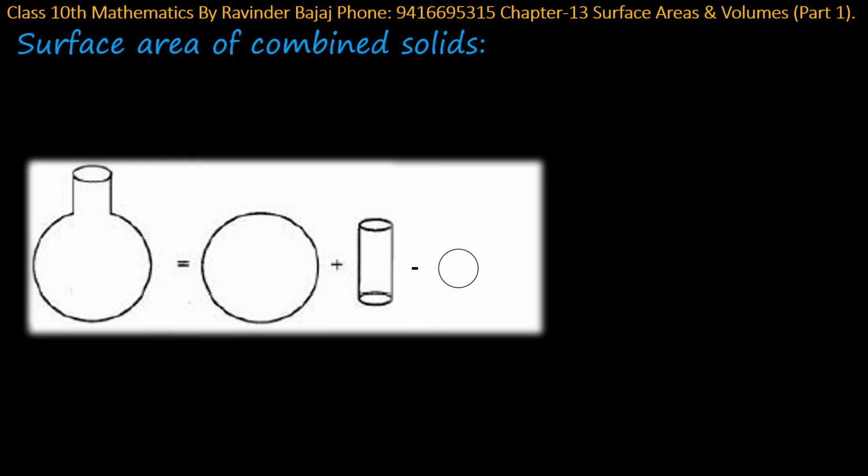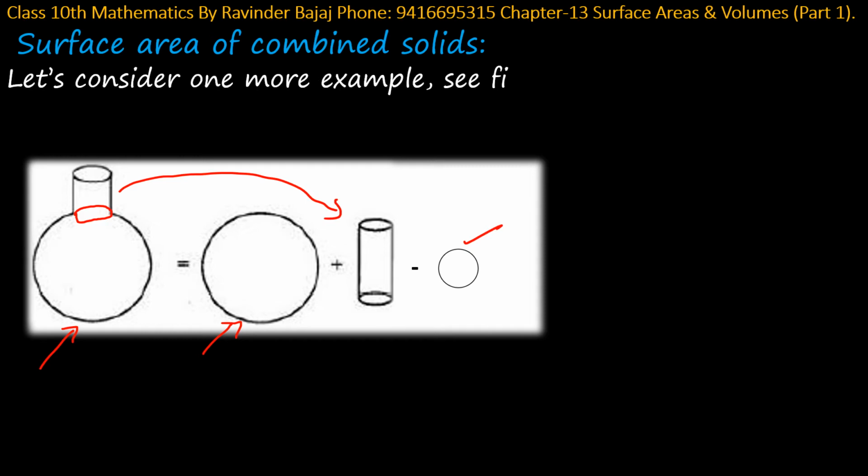Surface area of combined solids. Now, this is again one example. This is the complex solid, made of one sphere and one cylinder, and I'm talking about this part which is hidden between the cylinder and the sphere. So this part is subtracted. So what will we do? Let's consider one more example.